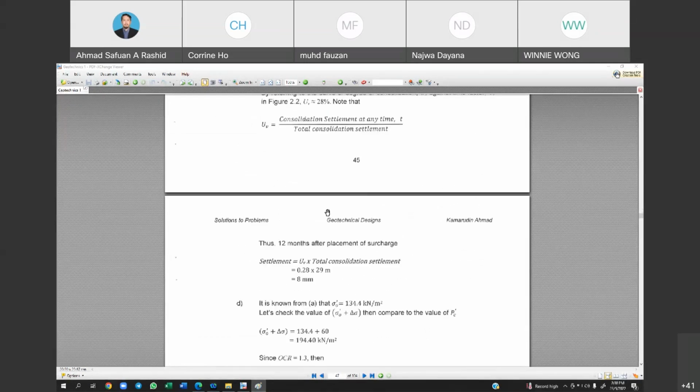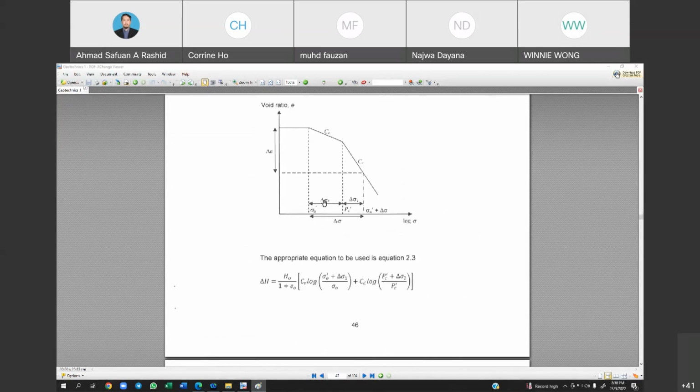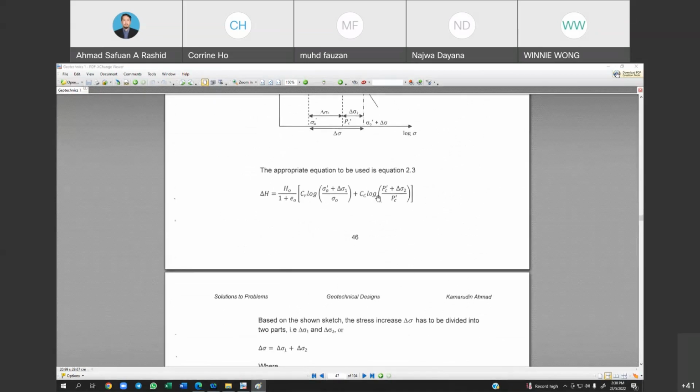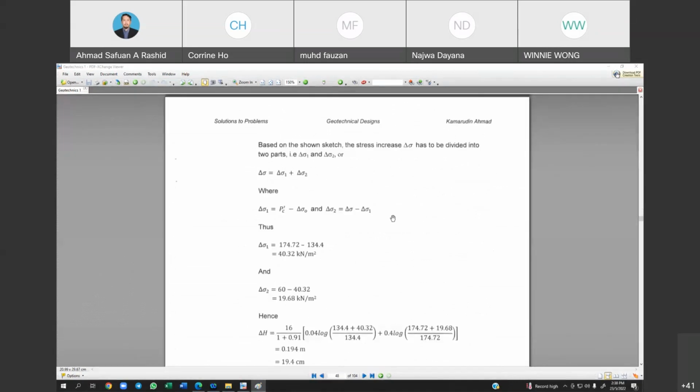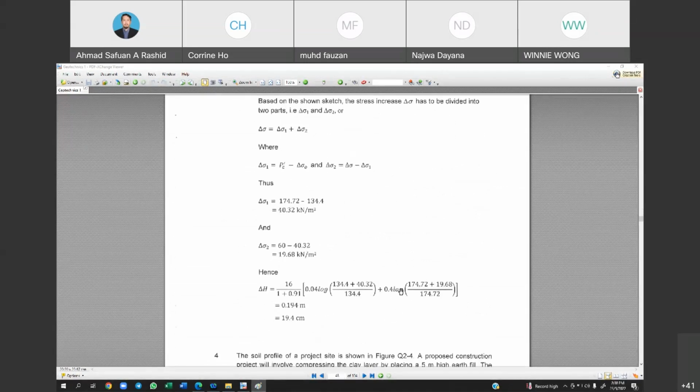So it is correct, there is no issue. So we just put the input into the equation. So we gain 19.4 centimeter. So that is for question number 3. Any questions? No questions? Okay, good.